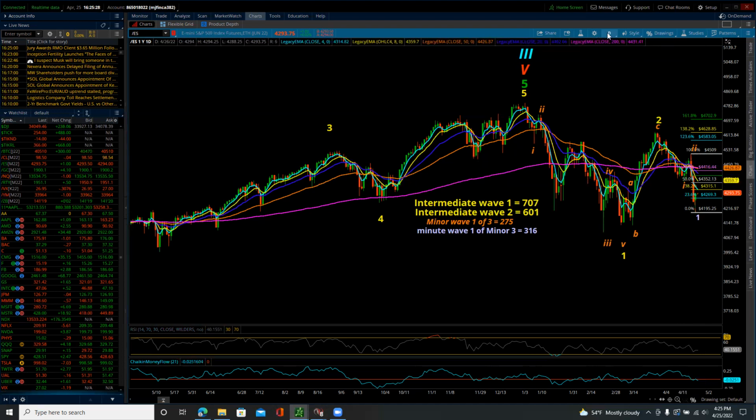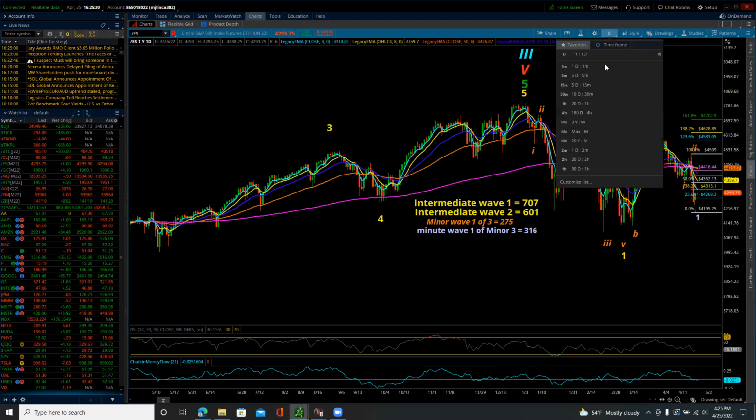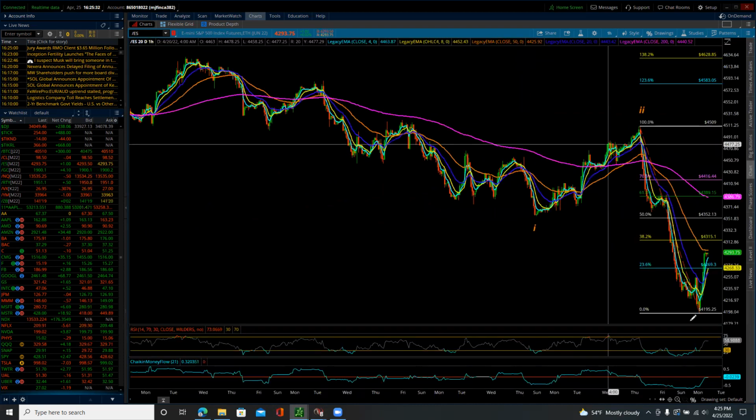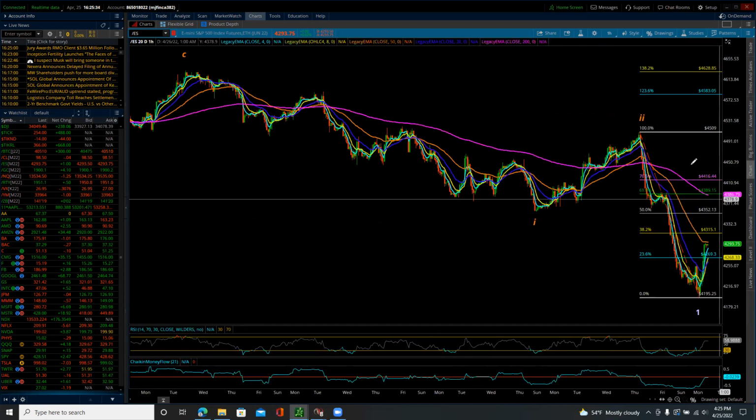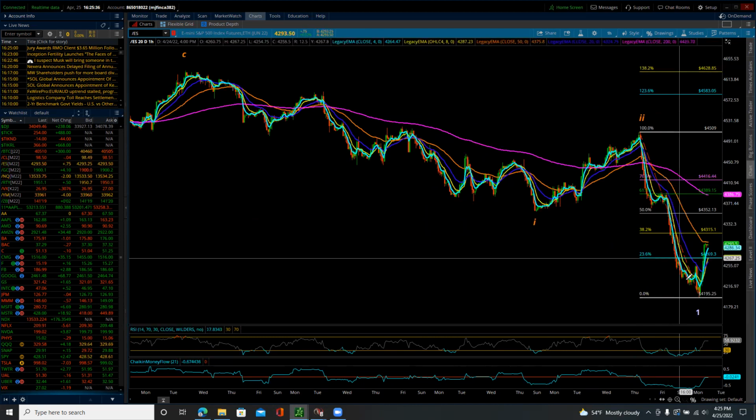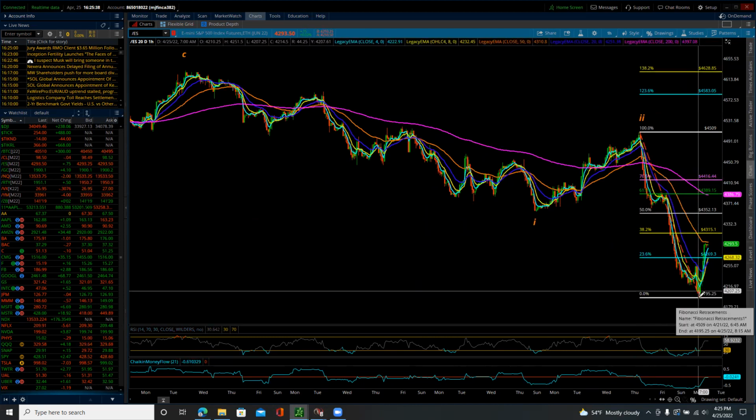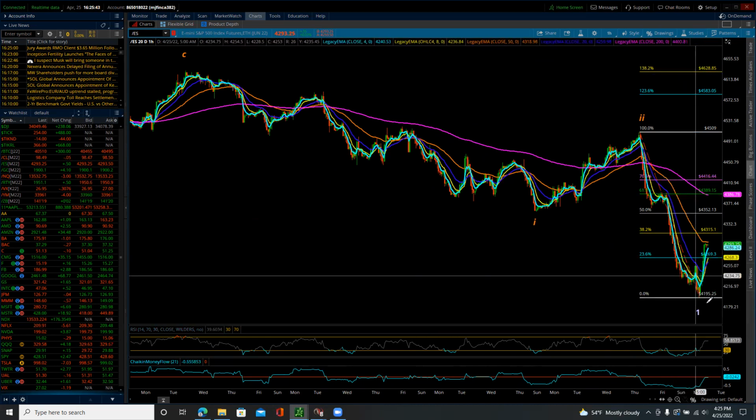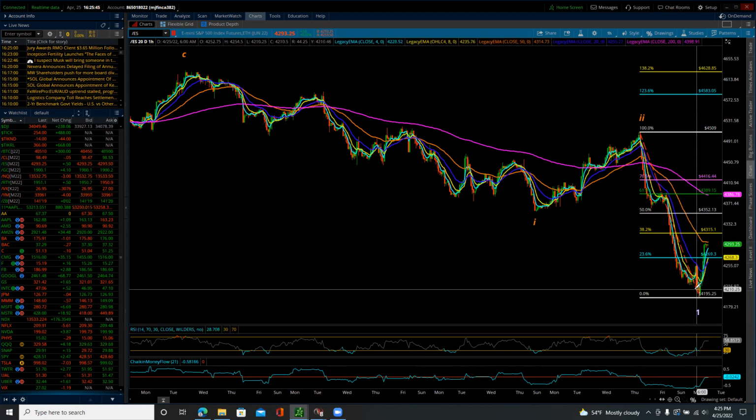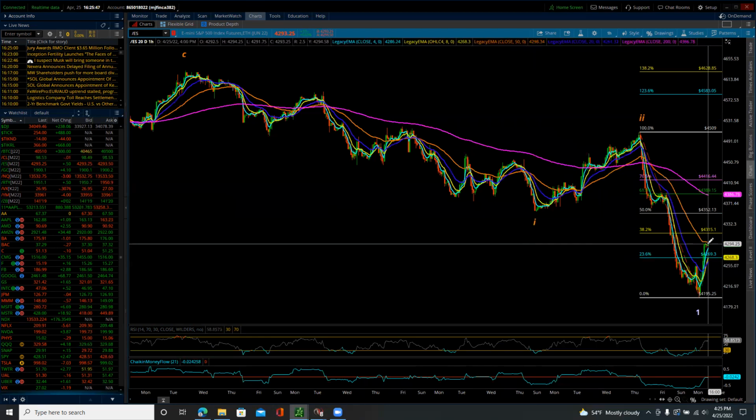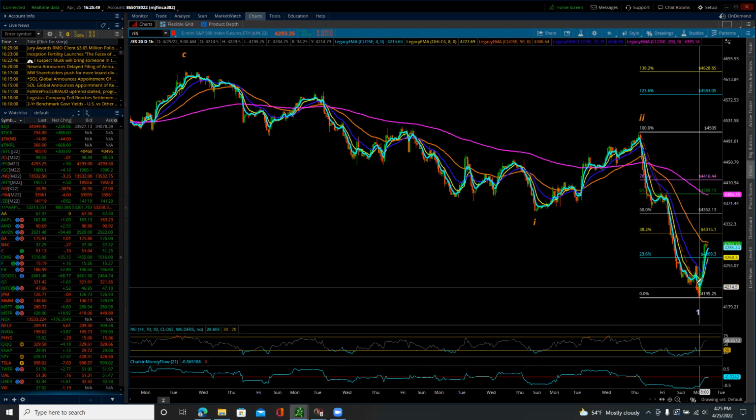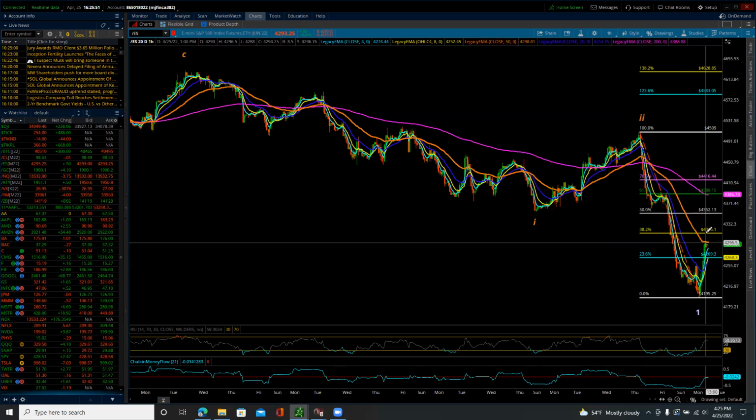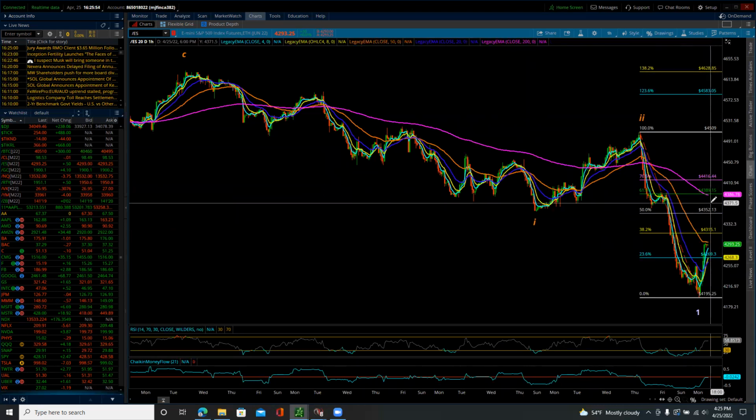This structure, when I take a look at the daily, and I take a look at the hourly, did produce five waves down off of that high. One, two, three, four, five. So we're getting an A, a B, and a C. And I still believe there's some to go. And in fact, it could be a 1, 2, 3, 4, and then a 5, and then a B down, and then a C up. So this wave two can unfold over the balance of this week.